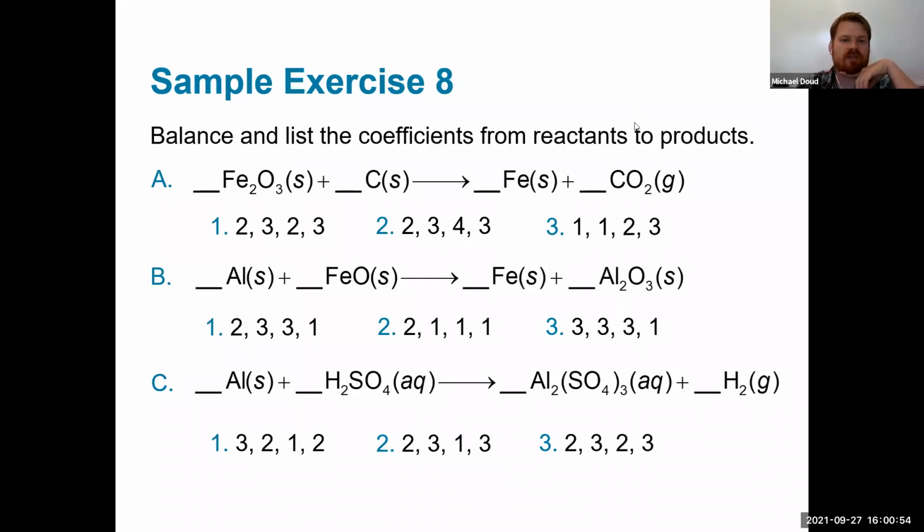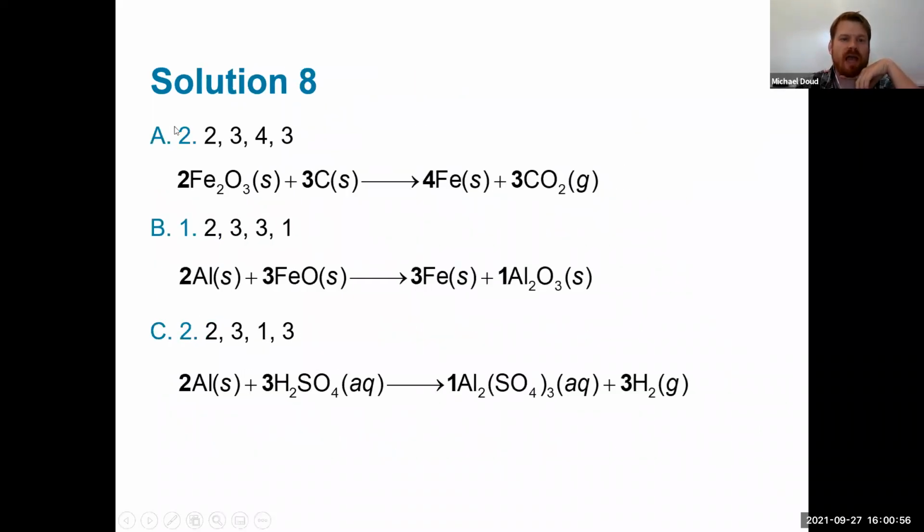Okay, let's take a look at the answers here. For A, A should be number 2. So 2 iron(III) oxides react with 3 carbons to produce 4 irons and 3 carbon dioxides. For B, 2 aluminums react with 3 iron(II) oxides to produce 3 moles of iron and 1 mole of aluminum oxide. And then finally, C was 2.